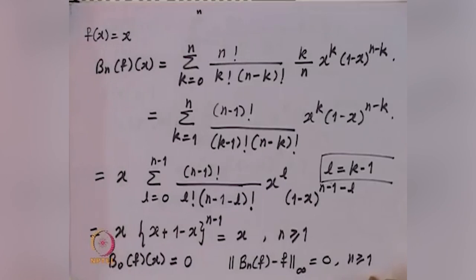And now, let us look at the function f x is equal to x square. For f x is equal to x, we had the Bernstein polynomial to be equal to the function itself from n is equal to 1 onwards. Now, when you look at f x is equal to x square, it will not be so, but still what we are interested in is whether norm of f minus b n f tends to 0, and that is going to be true. We will be using the same idea. Write down the Bernstein polynomial for function f x is equal to x square, and then try to manipulate the terms and get an expression for it.